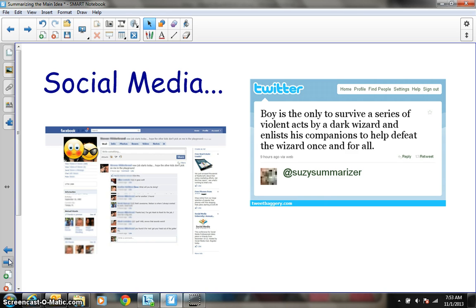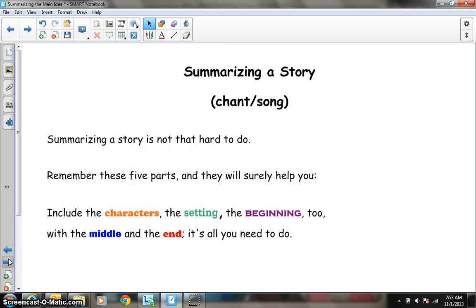Or Twitter, you're limited on how much you can write. For example, if you read this Twitter post, you will see that this person is summarizing a story. Can you guess which one it is? If you guessed Harry Potter, you'd be right. Summarizing a story.